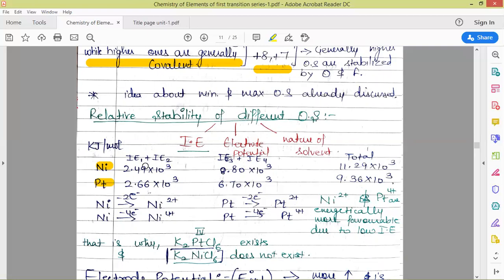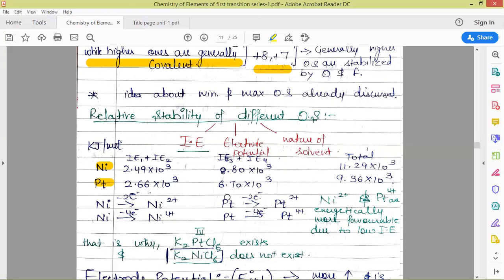Here in the first column we have written the sum of ionization energy 1 plus ionization energy 2. By ionization energy 1 we mean the energy required when nickel loses its most loosely bound first electron, and then the second electron. So the sum of the two energies is written here for nickel. Then ionization energies 3 and 4 are for the formation of nickel plus 3 and nickel plus 4, so their sum is there, and these are the total energies.